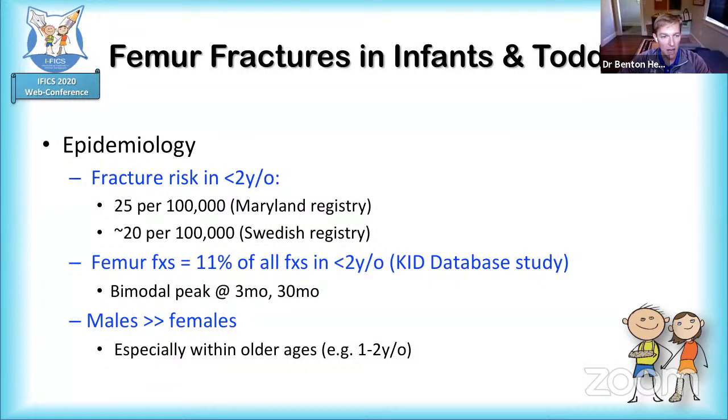In terms of the epidemiology of this group, different studies have suggested around 20 to 25 per 100,000. And then femur fractures are about 11% of all fractures in kids under 2 years old. We tend to see this bimodal peak, 3 months and then 30 months in this younger age group. And males tend to be more than females, especially with the older ages within this group. So even males in the infant years and the toddler years seem to get themselves into more trouble than females.